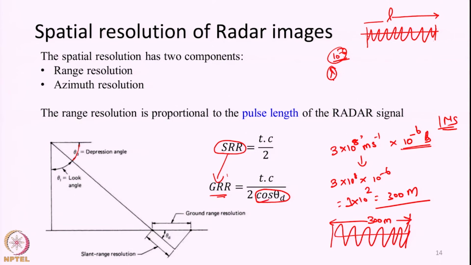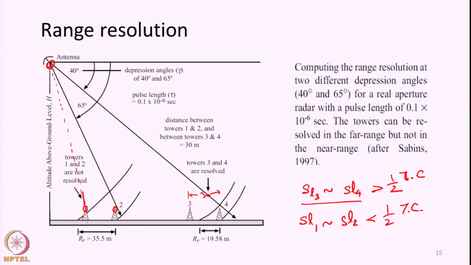Let us say two objects are here. For both of them to be separated, or to have the same slant range distance, the ground range distance, or the horizontal distance, between them will be different. Like these two, let us say tower 3 and 4 and tower 1 and 2, the same example we will go back to.